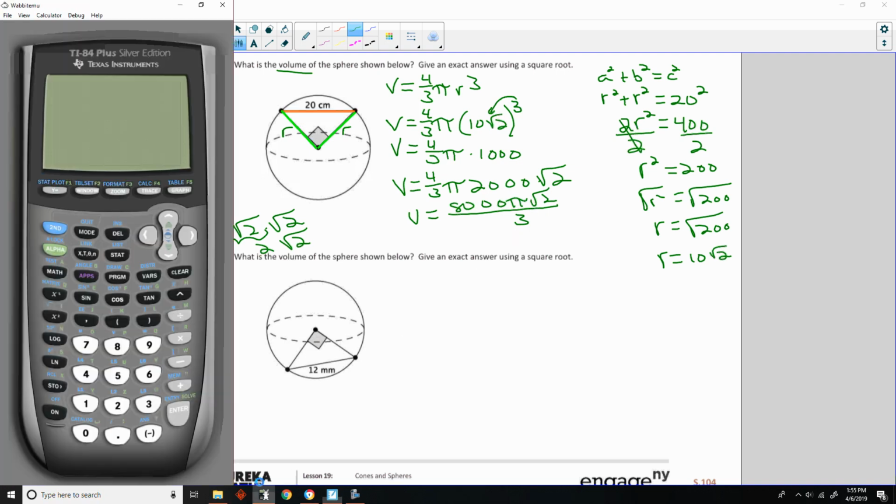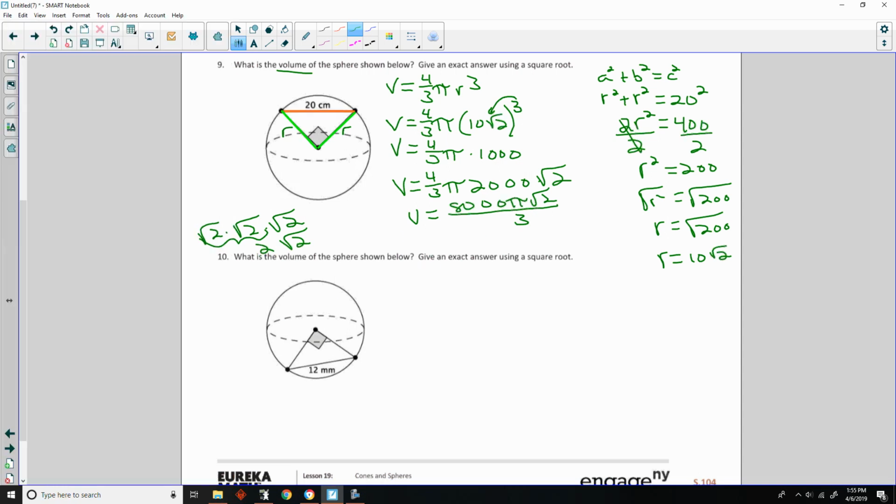Okay? And if I take my calculator and see if 8,000 is divisible by 3, I see that it's 2,666 and 2/3, so I'll just leave it like this. So this is my answer, and I just need to put centimeters cubed. So my answer is 8,000 pi square root 2 over 3 centimeters cubed. It says give an exact answer using a square root. Done.